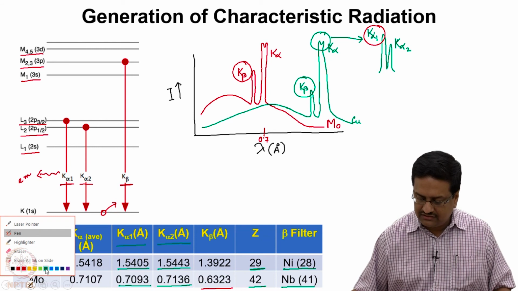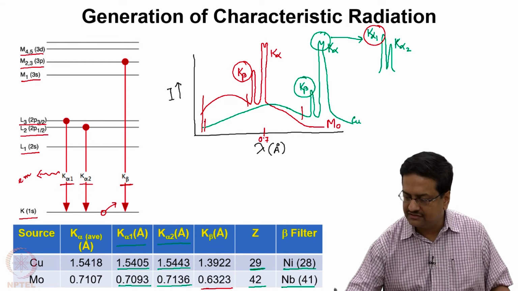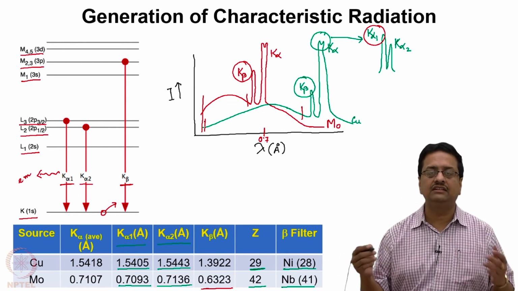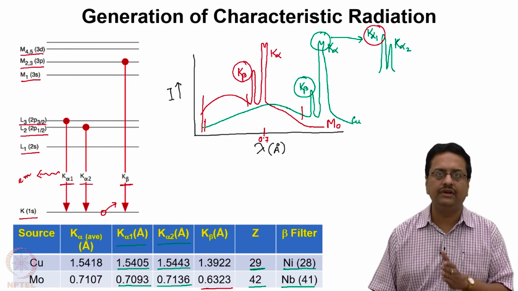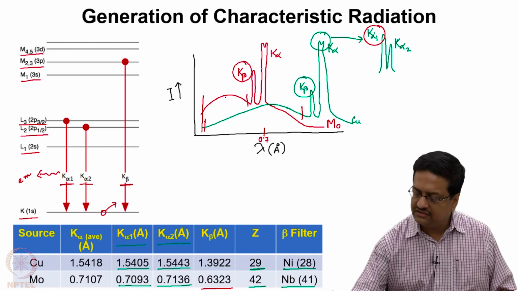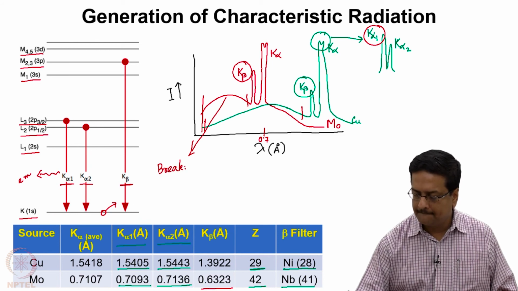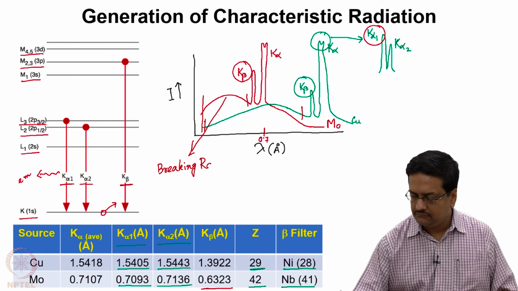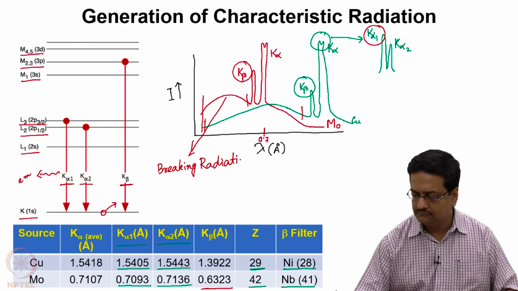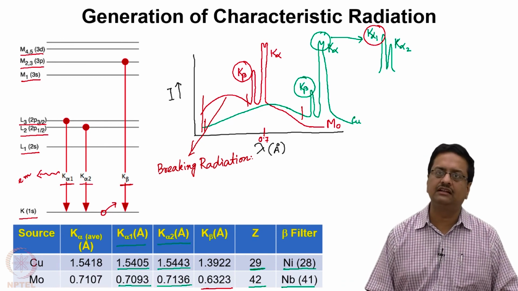When the electrons are decelerating, what we can see here is a region of continuous radiation in both the cases. This continuous radiation, as I indicated, comes from the braking of the electrons, that is deceleration of electrons. So this region is called the braking radiation. This braking radiation is also called Bremsstrahlung in German.